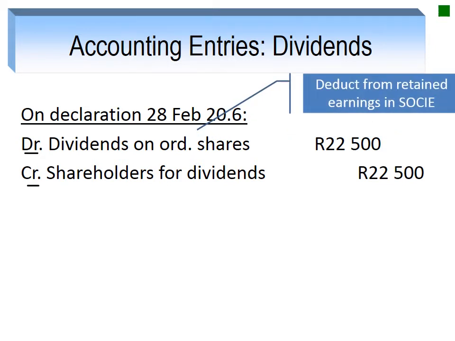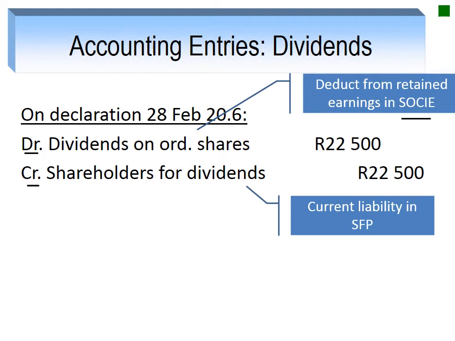The dividends on ordinary shares are not shown on the statement of profit and loss. We end up showing them on the statement of changes in equity, and I'll show you that again in this lecture. The shareholders for dividends are a current liability that we show in the statement of financial position.